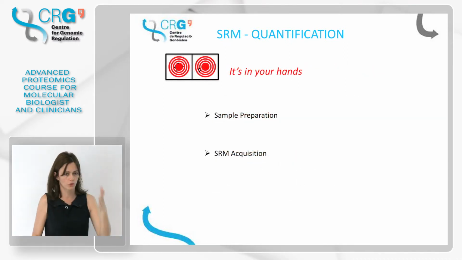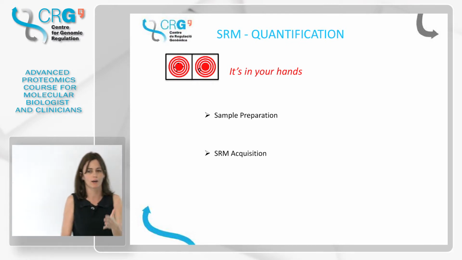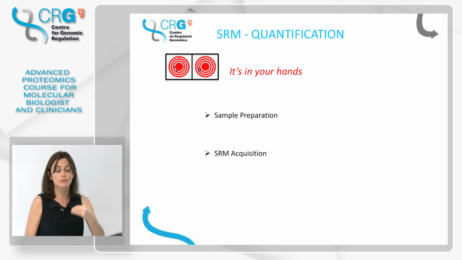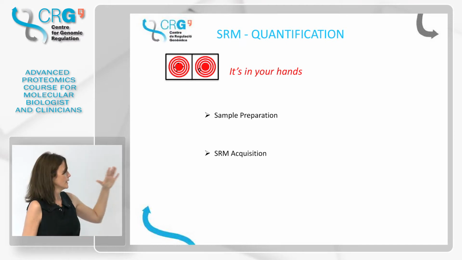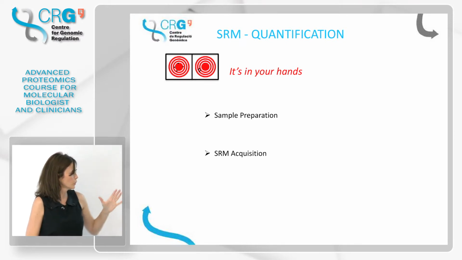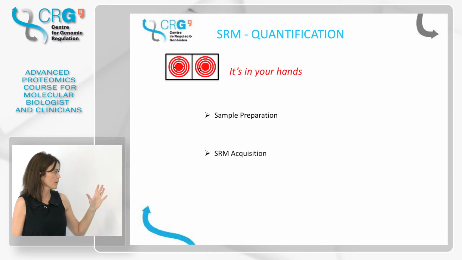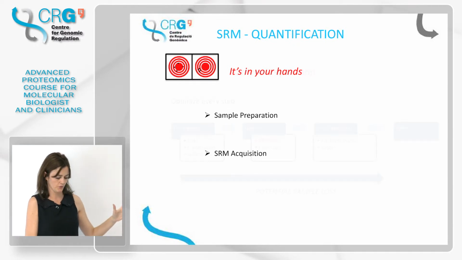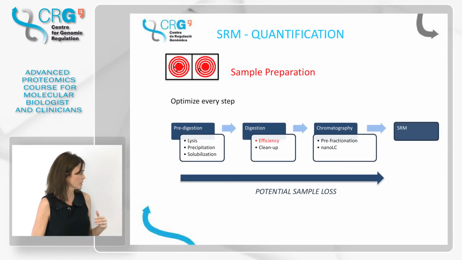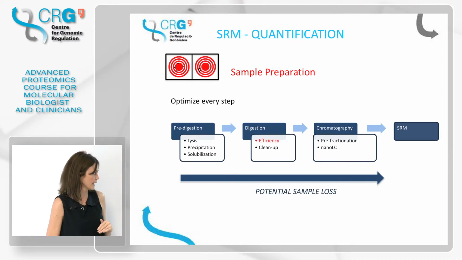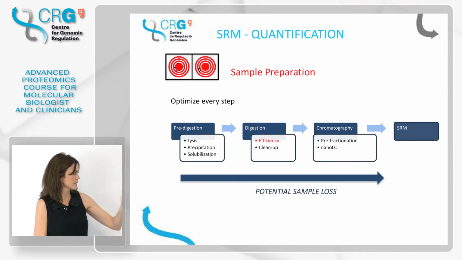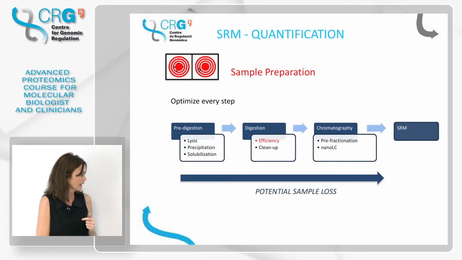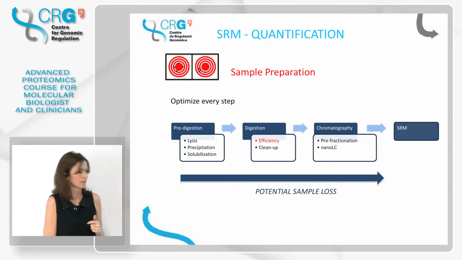It all depends on how you are doing your things and how precise you want to be. There are two things to think about, the sample preparation and the SRM acquisition. Okay? In the sample preparation, you have all these steps, lysing your cells, trypsinizing your sample, maybe you do prefractionation or not, chromatography, and in each one of these steps, there is a potential sample loss.